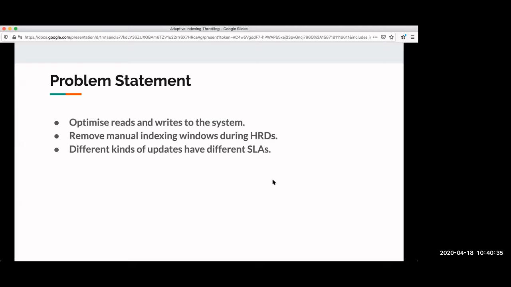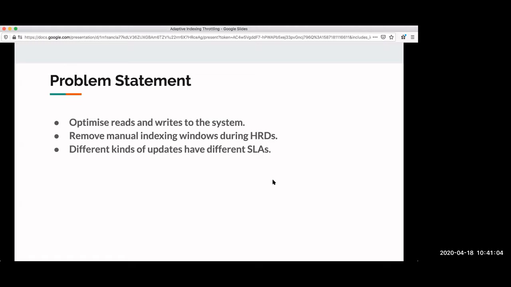The second problem statement is manual indexing windows. So what happens is during sales, we get a lot of updates. We get a lot of discount updates. We get a lot of inventory updates, lot of tagging, coupons. So all these updates come to us. And at the same time, we have a very high read load because a sale is going on. The number of users has increased too much. So at that point in time, we have a high read load and a high write load during sales.